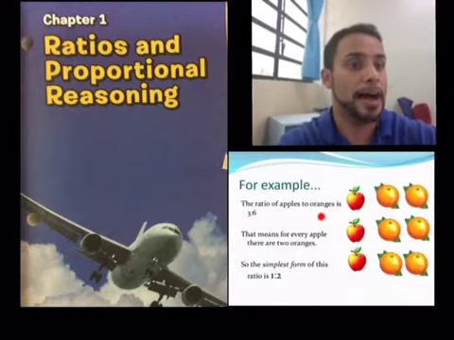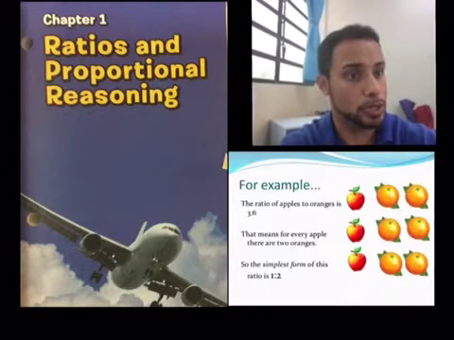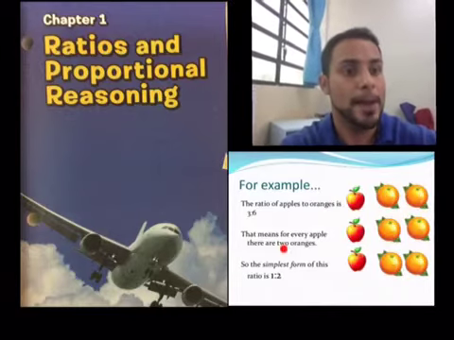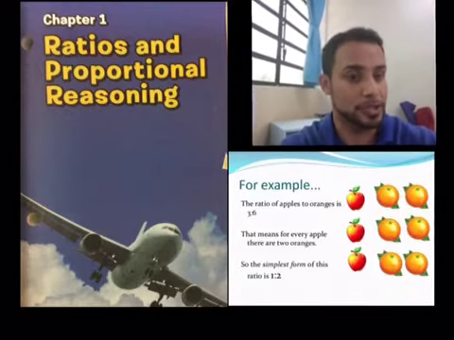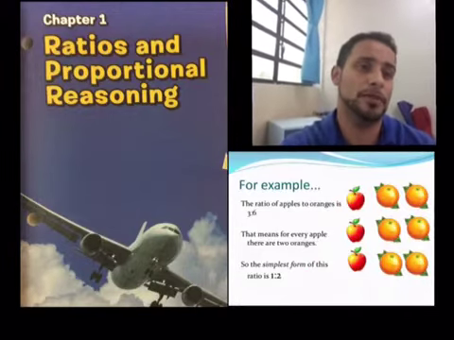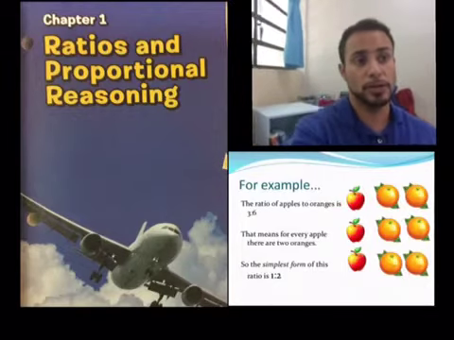Okay, the ratio of apples to oranges is 3 to 6. For every 3 apples I have 6 oranges. Or you could say 2 to 4 or 1 to 2. That means for every apple there are 2 oranges. So the simplest form of this ratio is 1 to 2, as you can see right there. And those are ratios, boys and girls.